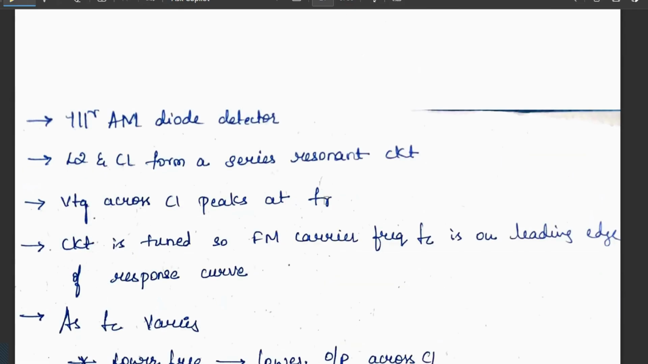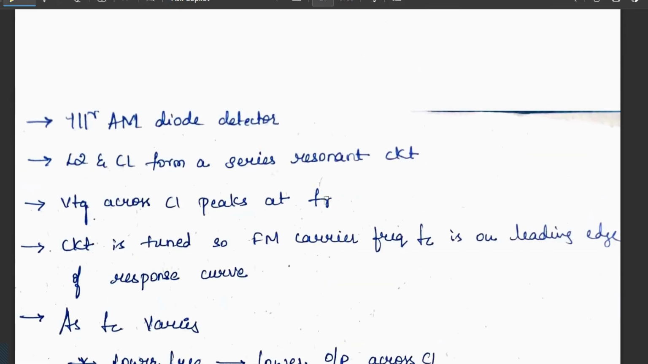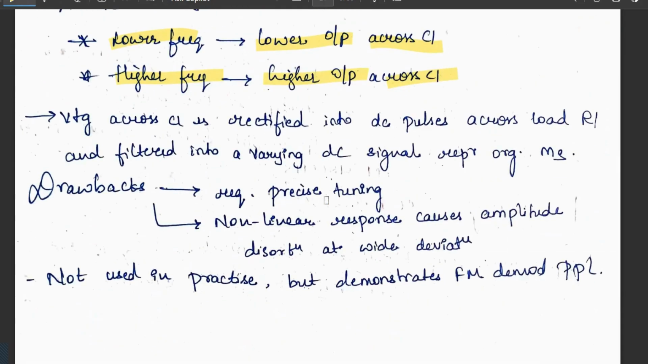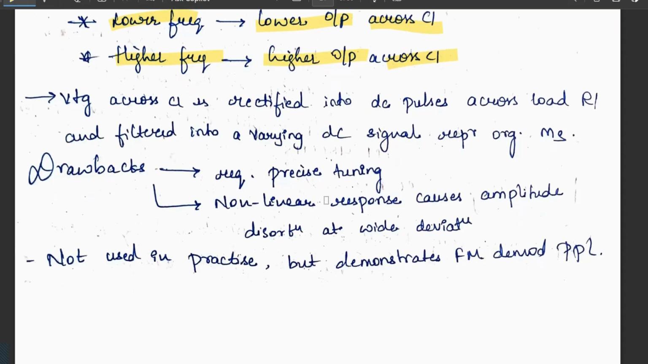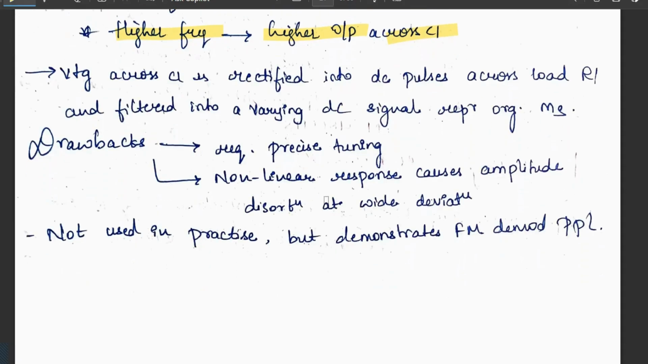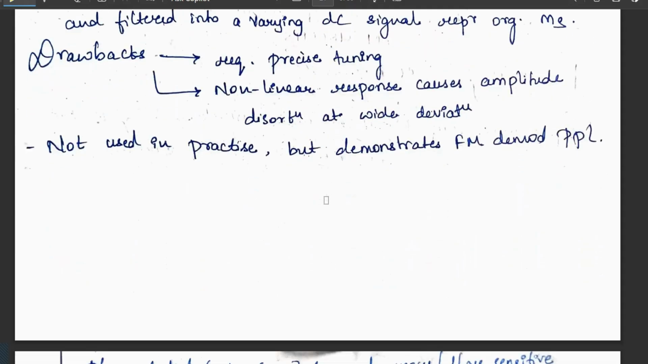The circuit is tuned so the FM carrier frequency FC is on the leading edge of the response curve. As FC varies to a lower frequency, we get lower output across C1. At a higher frequency, we get higher output across C1. The voltage across C1 is rectified into DC across the load R1 and filtered into a varying DC signal representing the original message signal. The drawbacks of this detector are that it requires precise tuning, and its nonlinear response causes amplitude distortion at wide deviations. It is not used in practice but demonstrates the frequency demodulation principle.